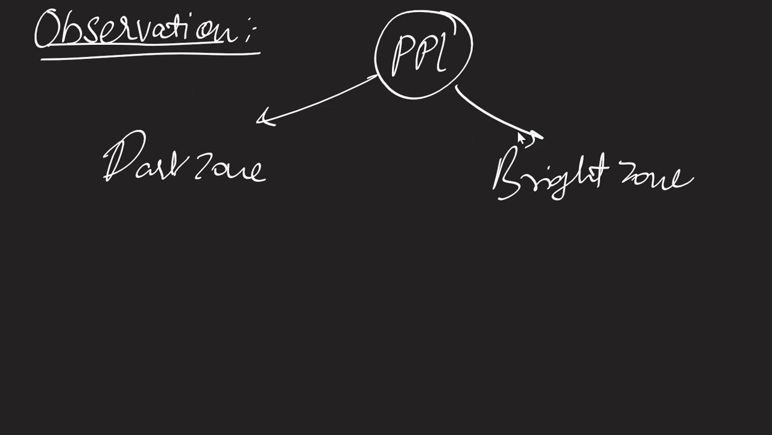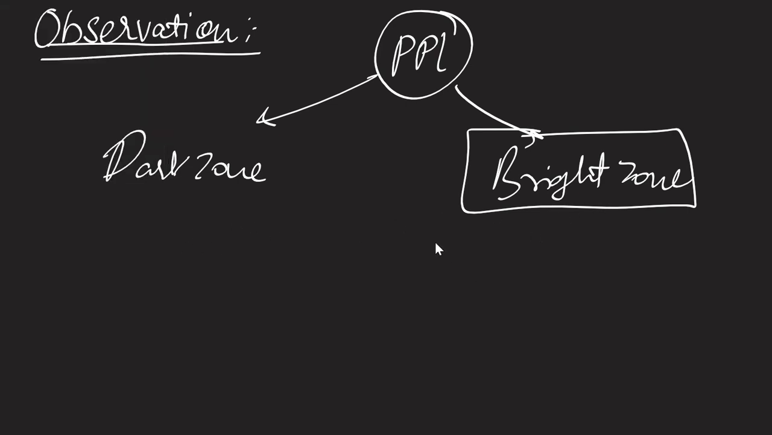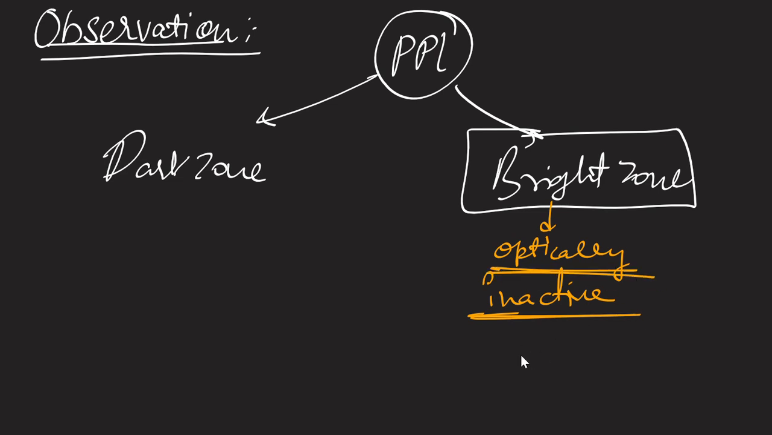Now the bright zone that we observe is optically inactive. So it interacts with light. It interacts, but we don't see that much. We don't see any change over here.